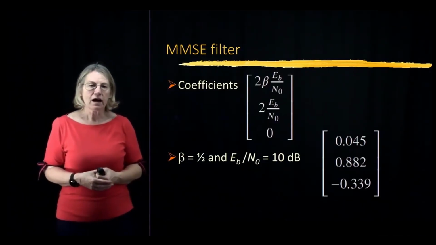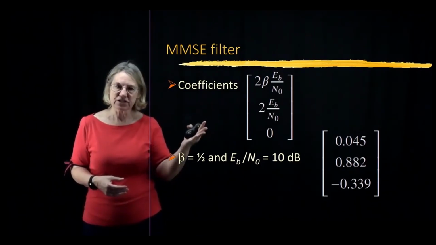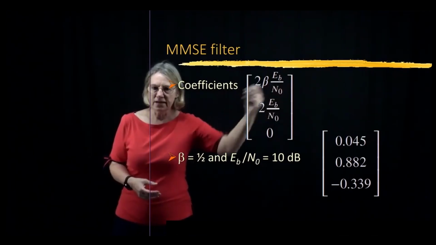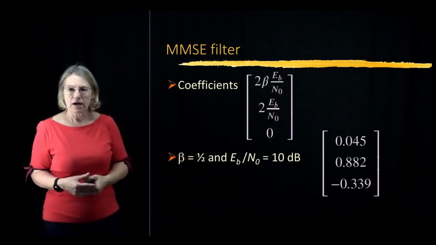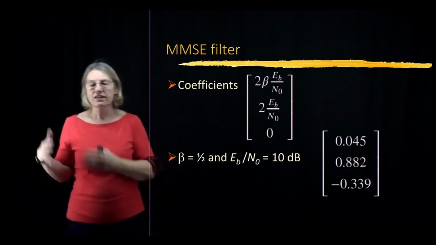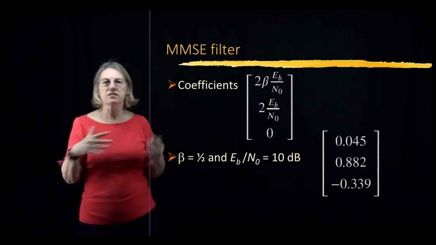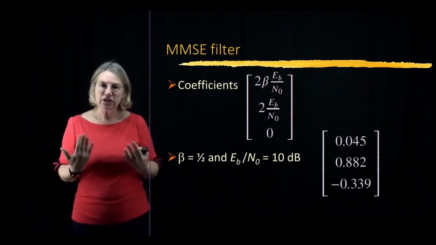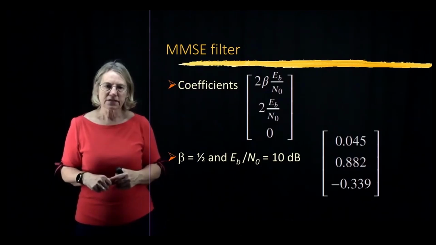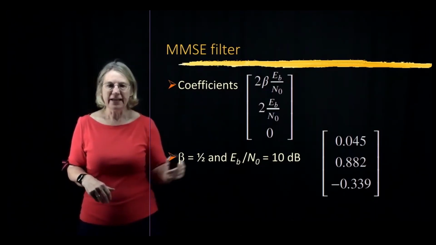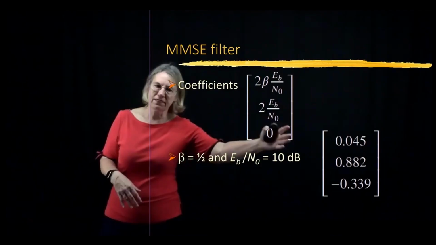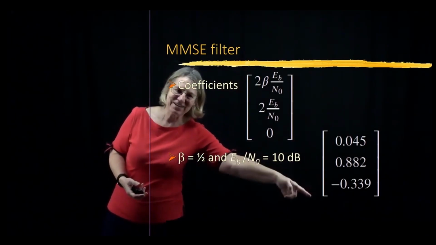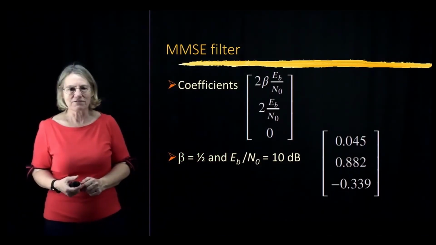So if we do that, we find that the coefficients for the MMSE filter are given by these expressions. It's based on what is this beta and what is the signal-to-noise ratio, Eb/N0. As the signal-to-noise ratio changes, the coefficients will change, which makes sense because the MMSE is sensitive to the noise level and trying to minimize it. So let's look at a particular example. Suppose I look at beta equal 1/2 and Eb/N0 equal 10 dB. Well, then these are the coefficients of the filter.